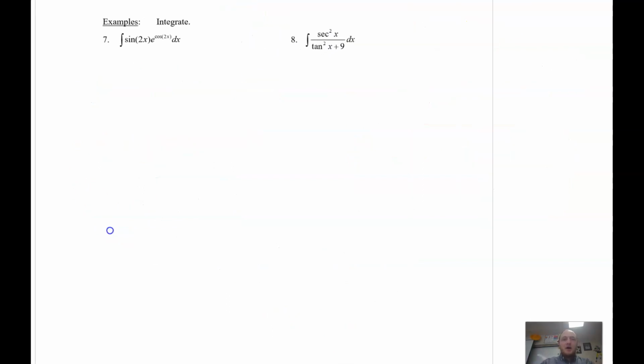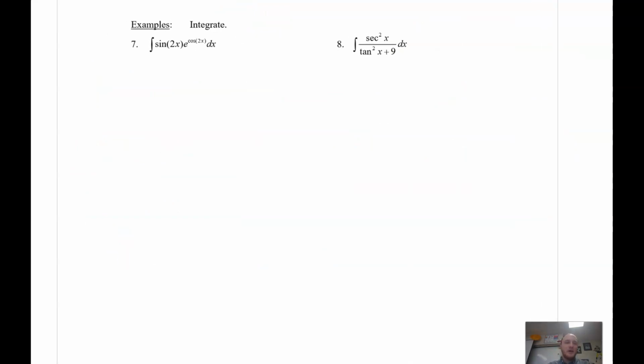Okay. Number 7 and 8. Here we go. All right, 7 looks super messy. But I want you to see I have e to the cosine of 2x. So if I treat that power, cosine of 2x, as my u, as a function of x, then u prime is negative sine of 2x times 2. So, hey, don't I already have the sine of 2x up front? I do. Can I drop in a negative 2? I can. All right, so let's go ahead and do just that.